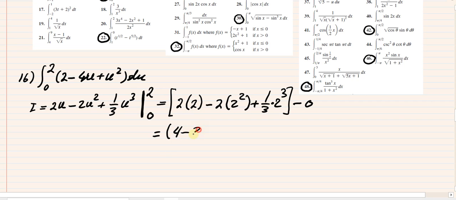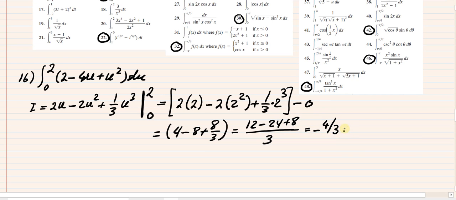That's going to be 4 minus 8 plus 2 cubed, 8 divided by 3 is 8/3, right, which is 2 2/3. So the whole thing, to give it a denominator of 3, is going to be 12 minus 24 plus 8, and the whole thing is going to be negative 4/3 there.